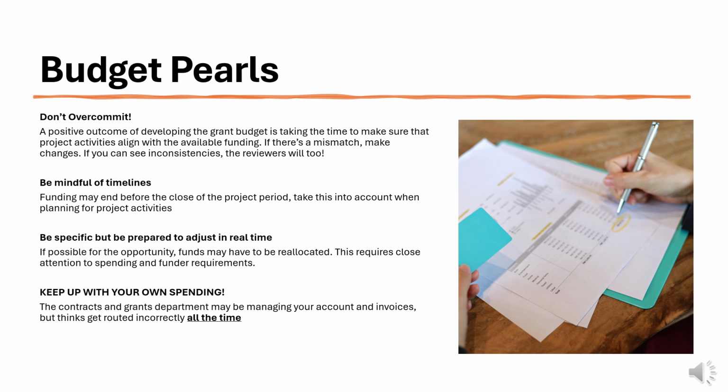Pay close attention to timelines, as grants may expire before your project ends. For example, if you request funds for publication fees, you need to make sure that you are ready to publish before the funding period closes. Be as specific as possible in your budgeting, but maintain flexibility so you can adjust funds in real time if circumstances change. Finally, ongoing monitoring of expenditures is crucial to keeping your project financially on track. Keep your own records in case of discrepancies. This will also help when it comes to reallocating funds in real time, as you will already know what you have spent and what remains available.